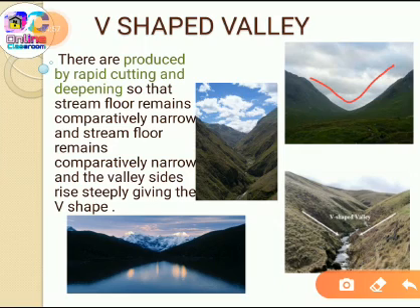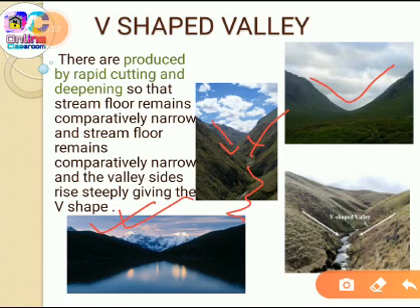Basically, this has been formed by the rapid cutting and deepening of the stream flow, which remains comparatively narrower than the valley side, and this gives rise to a V shape. So here in this diagram, if we see, there are two valleys and a stream is flowing in these areas, and this gives rise to a steepening of the floor, giving rise to a V-shaped valley. Also, this gives a very picturesque diagram.